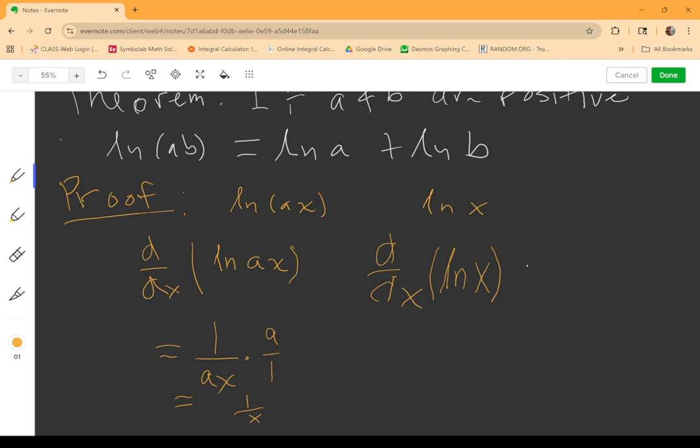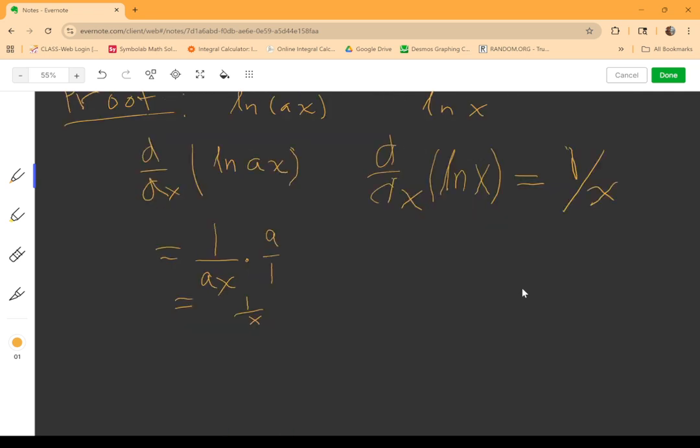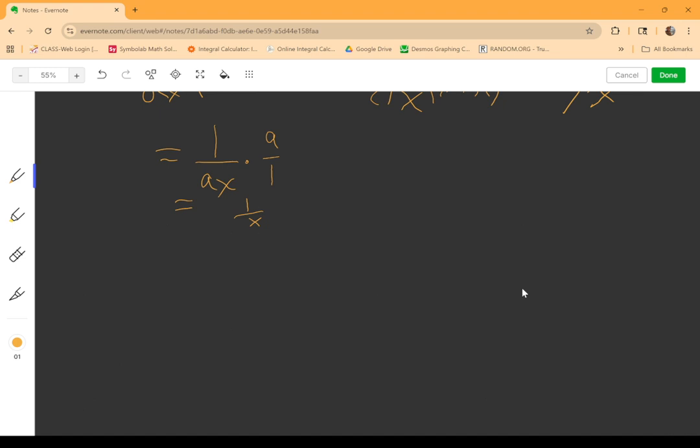And then this one is a straightforward one, no chain rule needed. We have 1 over x. So what we notice here is that for both of these functions, they have the same derivative. Now, in Math 1, we had a theorem that stated that if any two functions have the same derivative, that means that they differ by a constant.